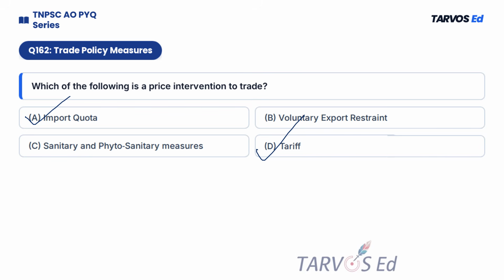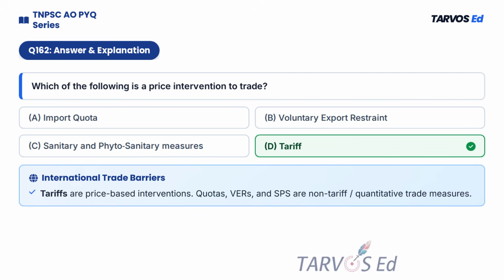And as I said already, tariff is a price intervention measure. It is a financial tax that will be imposed by the government on the imported goods just to maintain the cost of the goods within the domestic country. So these are the explanations given.